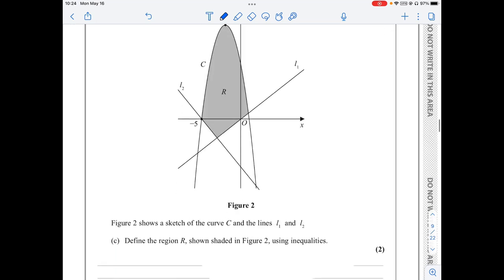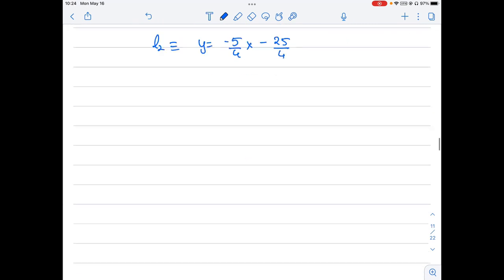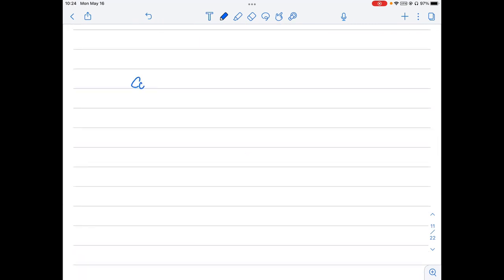Coming to part C, define the region R shown shaded in figure 2 using inequalities. So we have three parts. What are the three parts? We have the curve equation, which is y equals minus 4 upon 3 times x plus 2 whole square plus 12. Then we have the L1 equation, which is y equals 4 upon 5x.